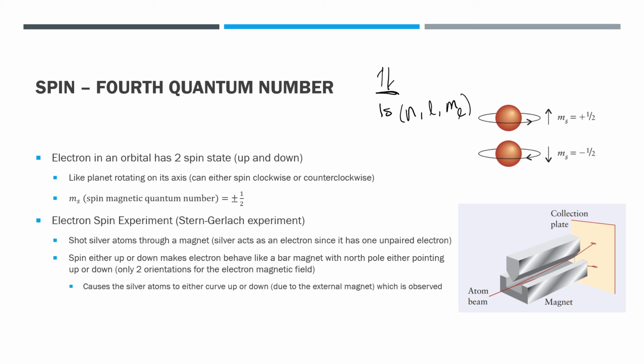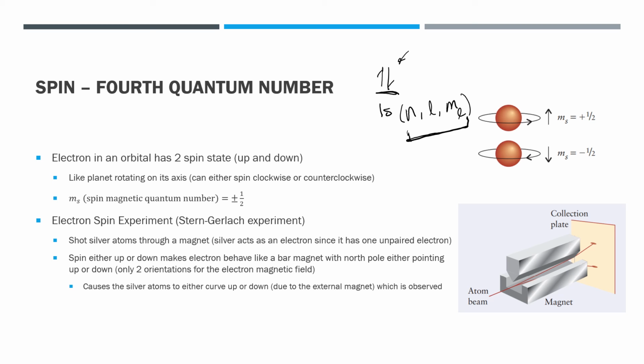But how can we describe an electron? In the same way, no 2 electrons should have the same set of quantum numbers. So we can describe an electron by the three quantum numbers that describe its orbital.